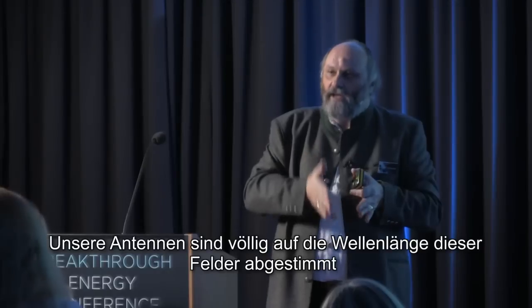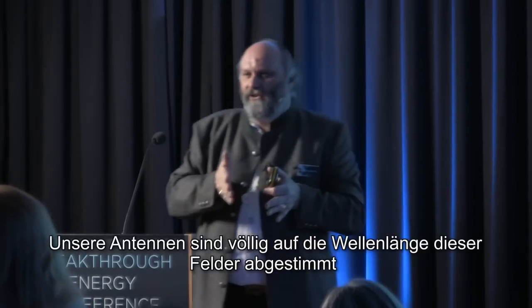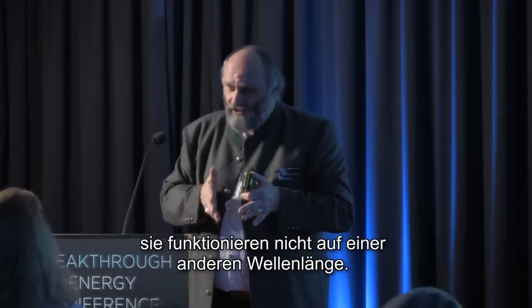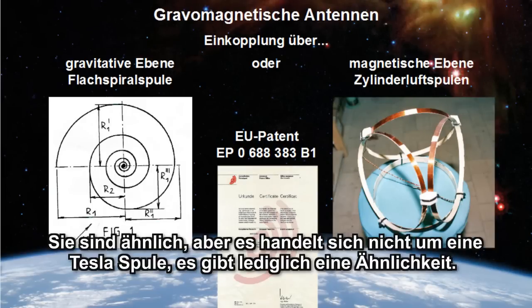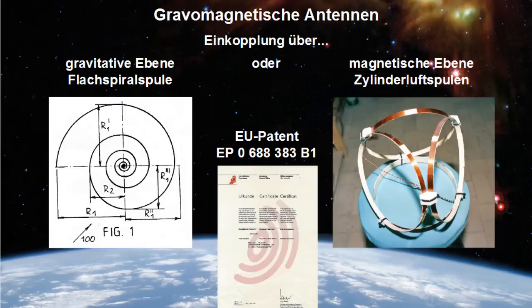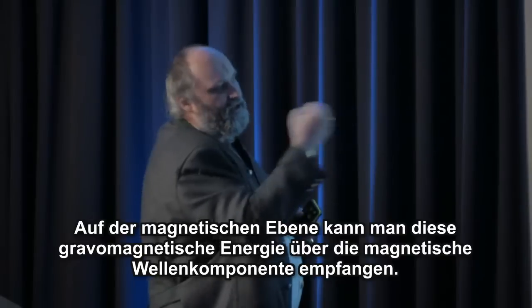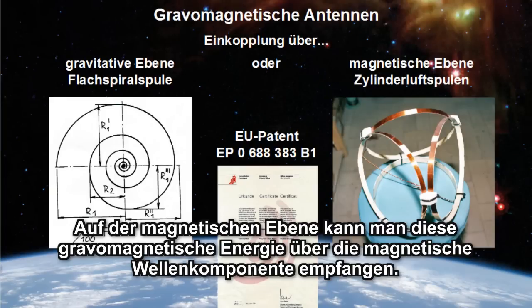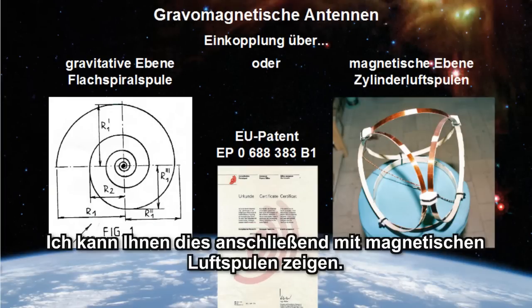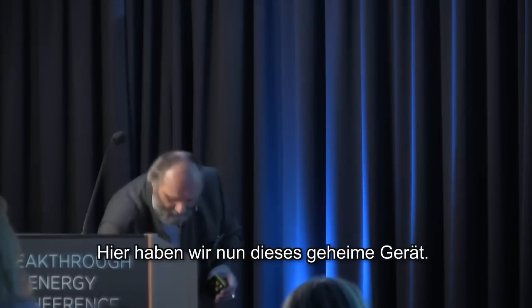My antennae are totally constructed on this wavelength. They do not work on another wavelength. From the gravitative level, you have this flat spiral coil. It's flat, like Tesla did. It's similar, but not the same. It's not a Tesla coil, but it's similar. And then on the magnetic level, you can receive this gravomagnetic energy, which I will show you afterwards, with magnetic coils. This is the top secret.